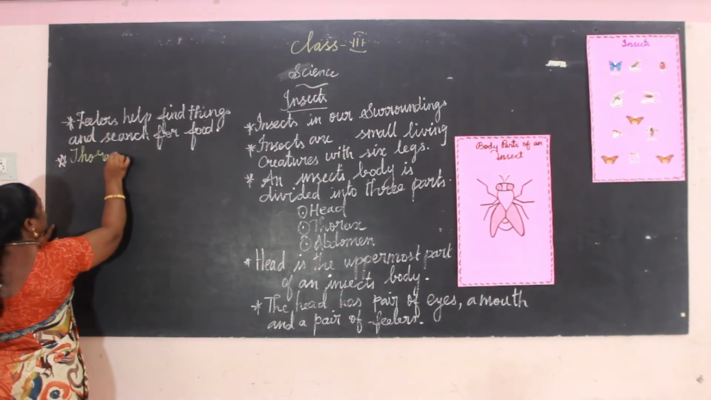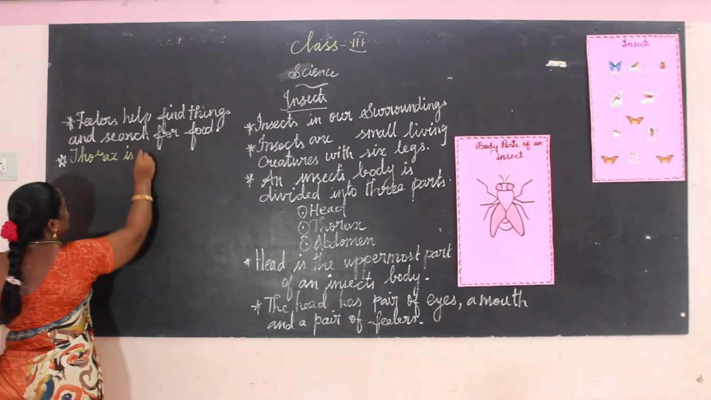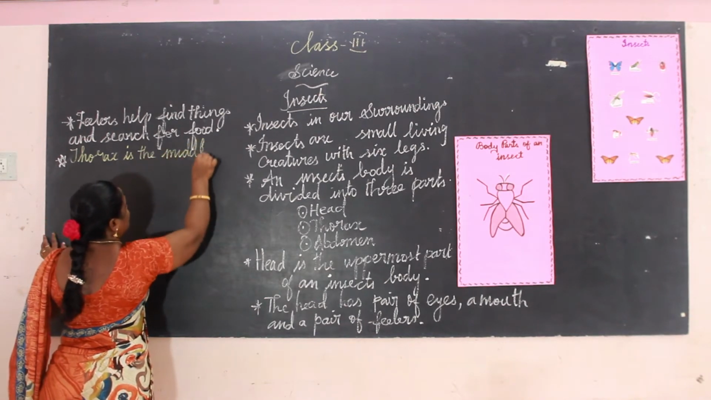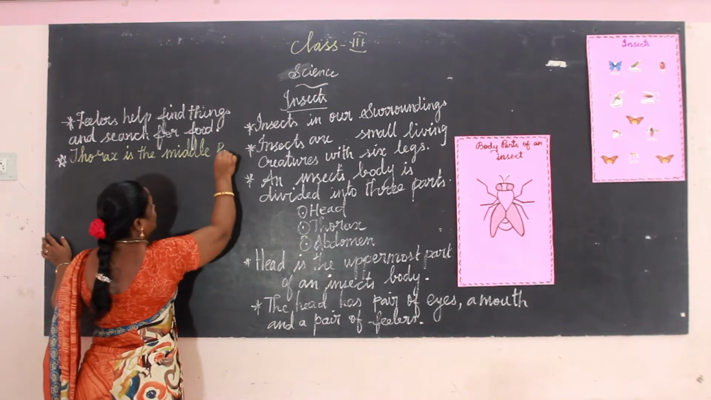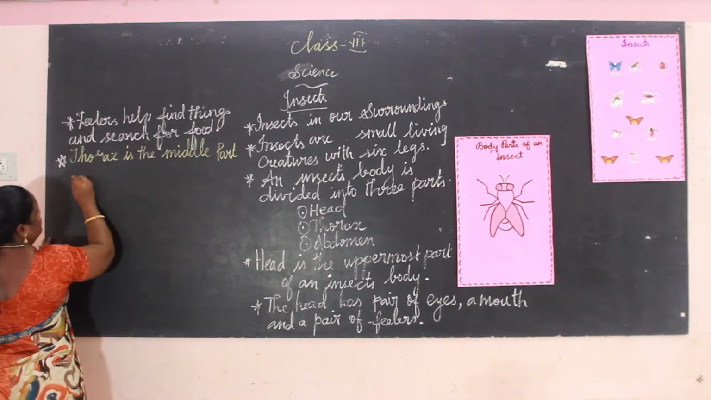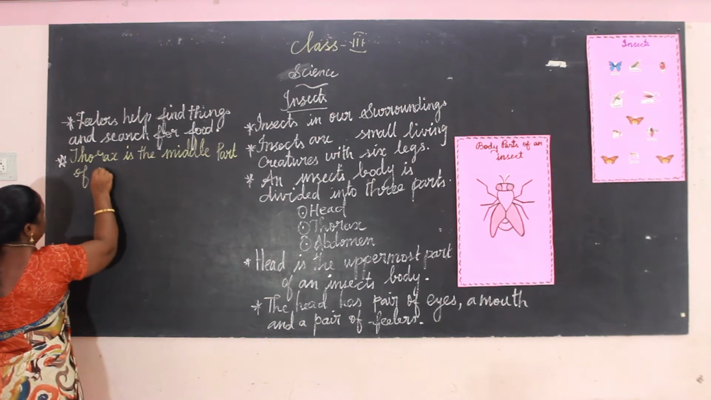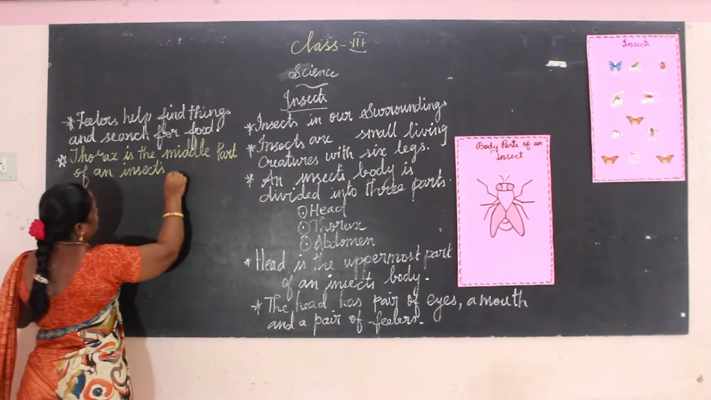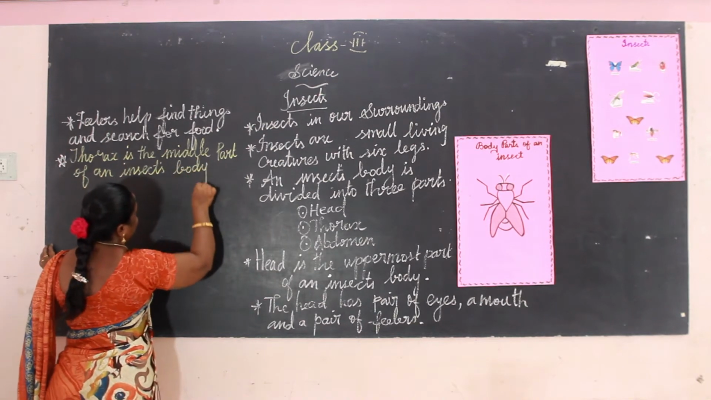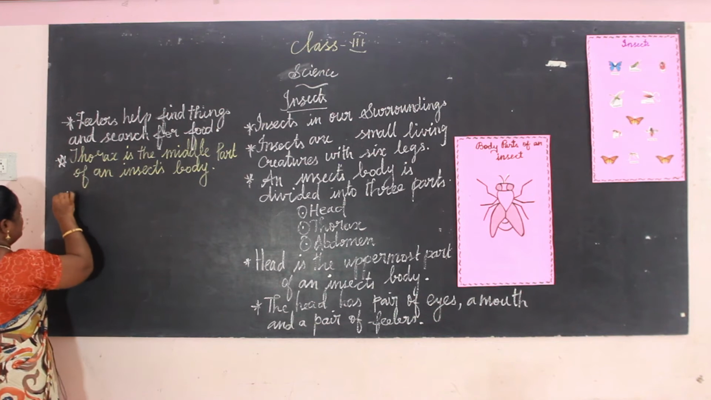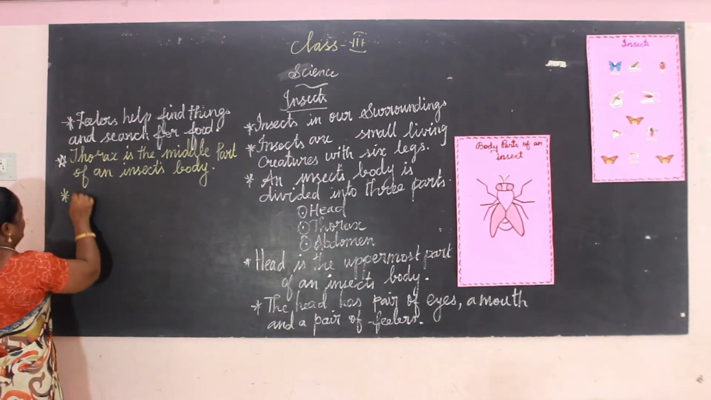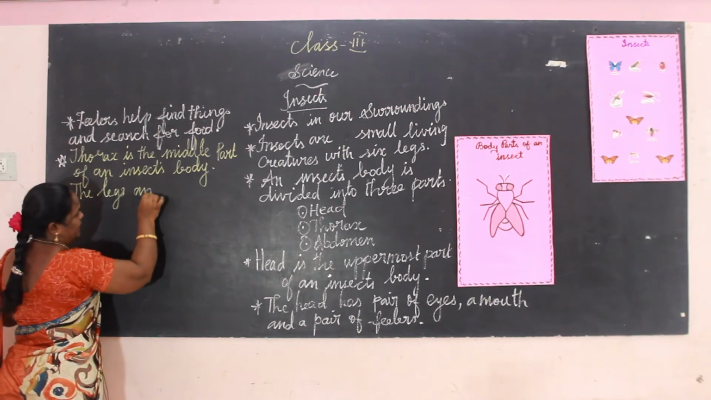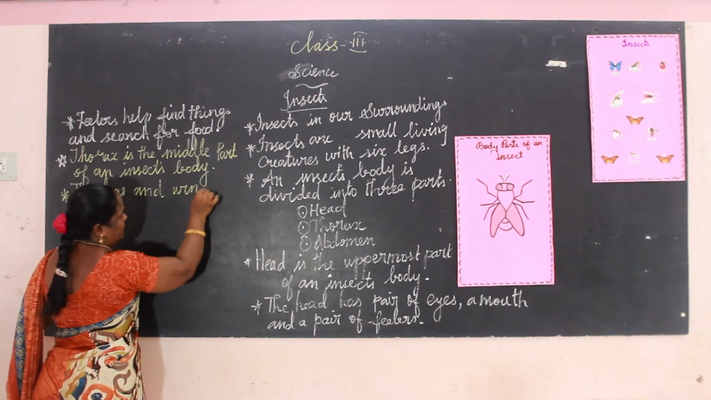Thorax is the middle part of an insect's body. The legs and wings are attached to the thorax.